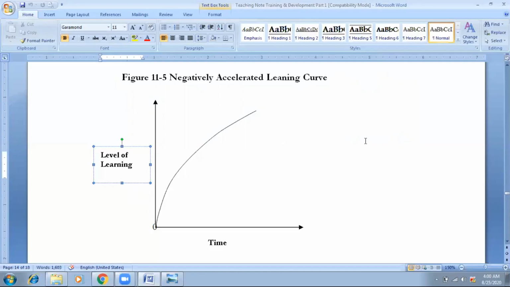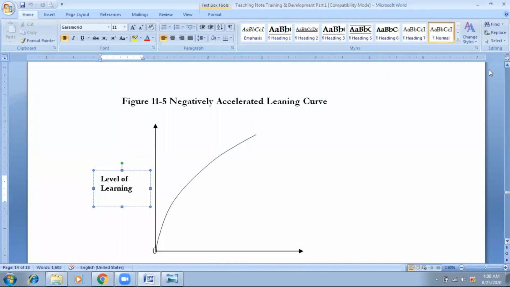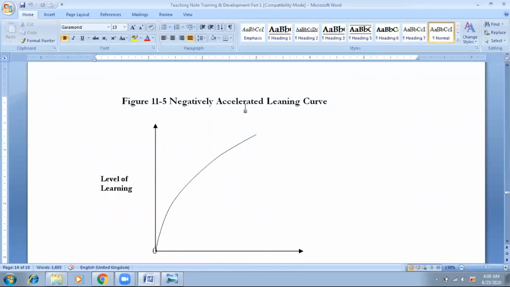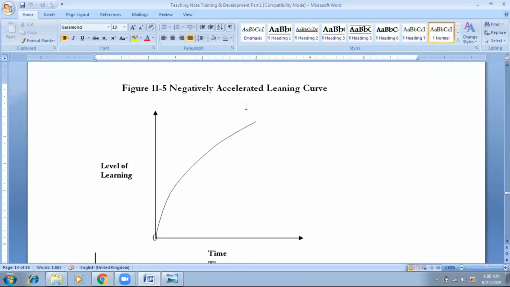Okay, take a simple example. This is about easy to learn material. Also, assume you have a high level of initial motivation, and also the learning material is easy to learn.